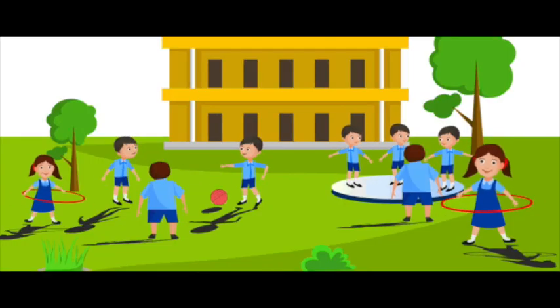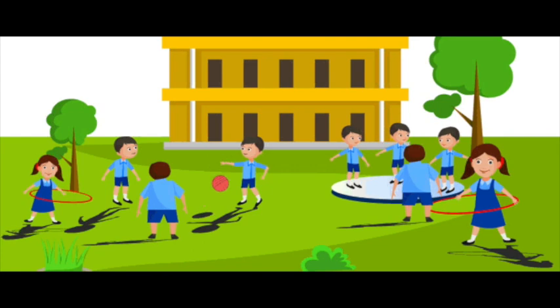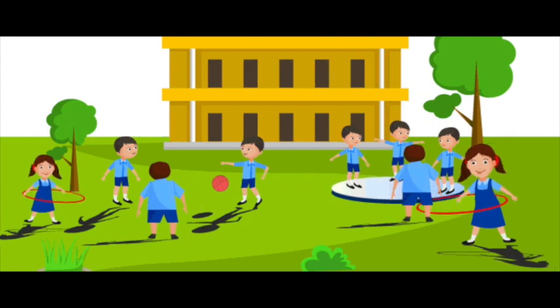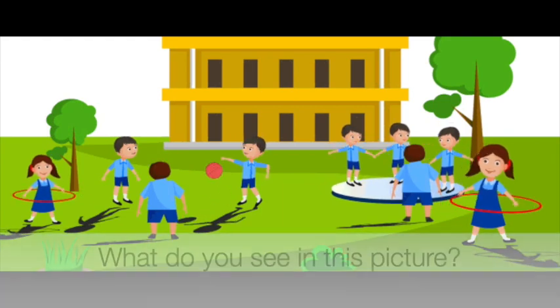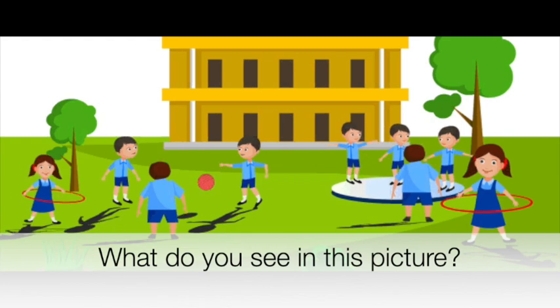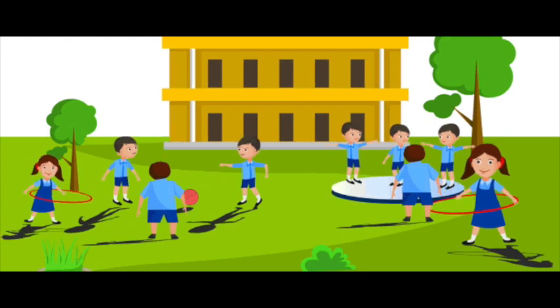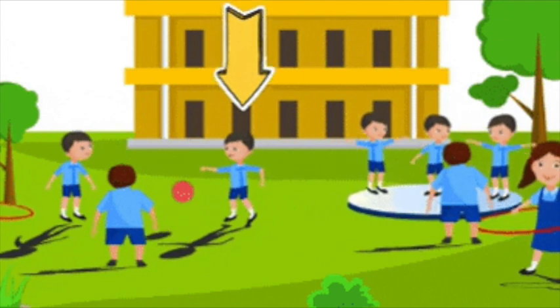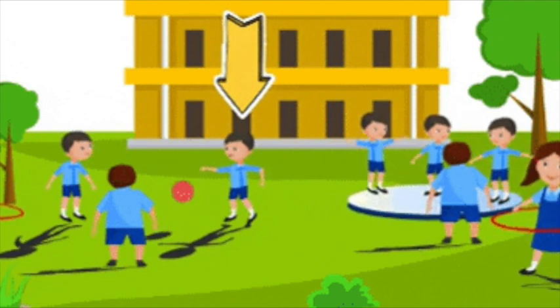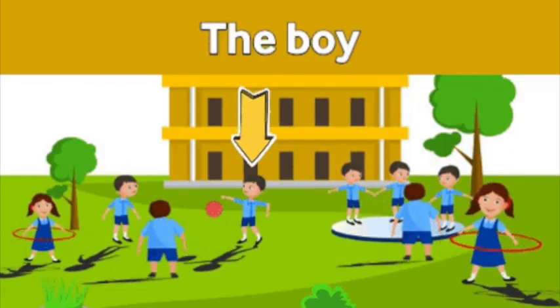So, if we look at this picture and we want to write a sentence about what we see in this picture, we are going to start with the noun. So we're going to start with the thing that we see. What do you see in this picture? So if I want to talk about the boy, I want to write a sentence about this boy. I will start by writing the boy, and that's the subject.